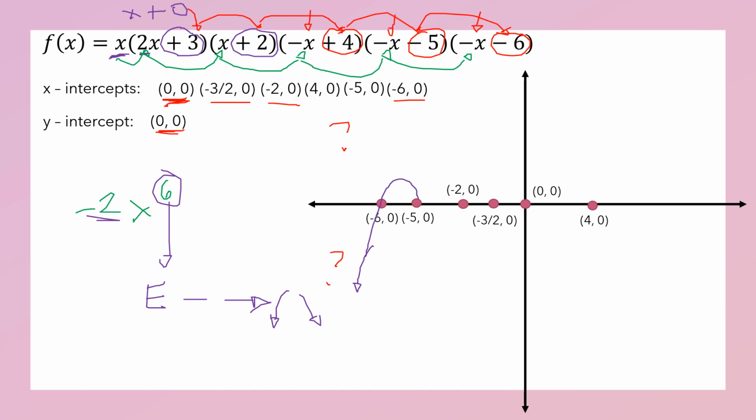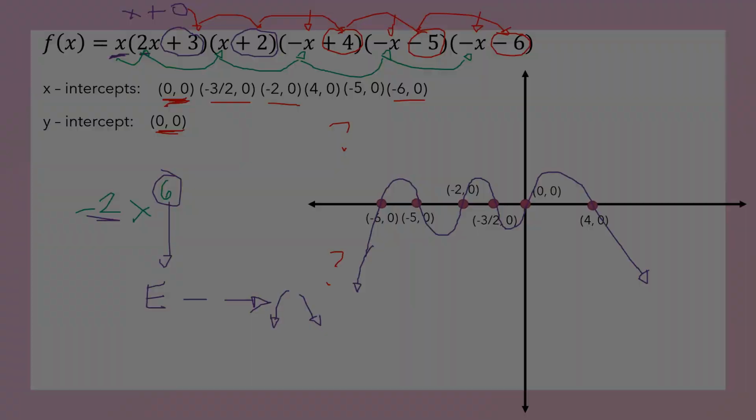Then go back to negative 5, 0, connect again to negative 2, 0. Then we go back to negative 3 over 2. Then connect to 0, 0. Then connect to 4, 0. There it is. So this is the graph of our given polynomial function.